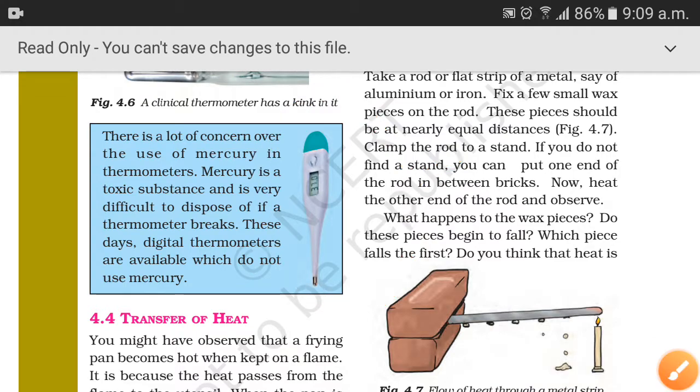I hope you all have understood what is a clinical thermometer, a digital thermometer and a laboratory thermometer. Thank you.